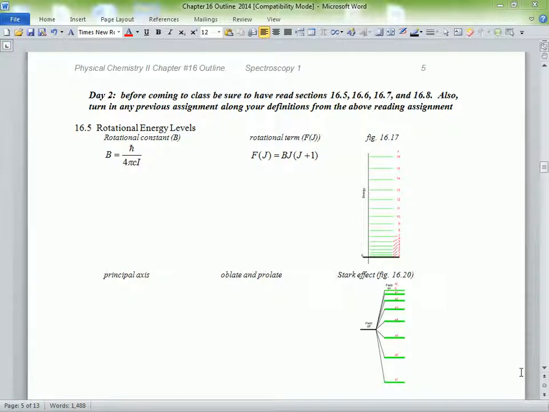So we're on our second day of rotational spectroscopy, and what I thought was kind of curious was just starting out, we have this rotational constant B, h bar over 4 pi c I. Now, Pablo, you remember what I was? Inertia? Yeah, that moment of inertia.